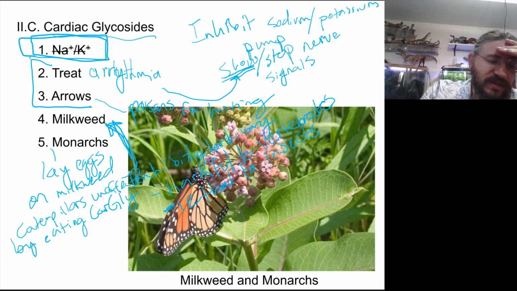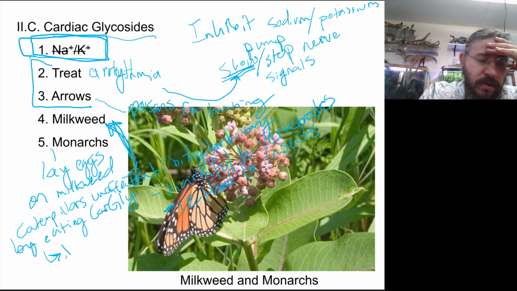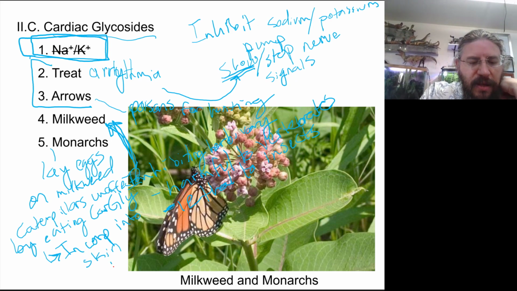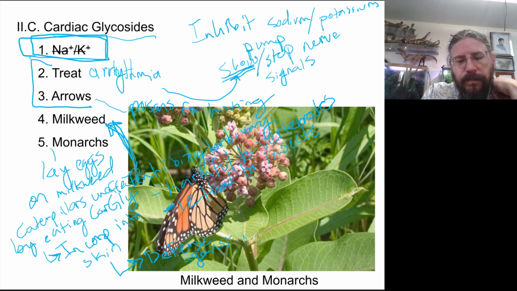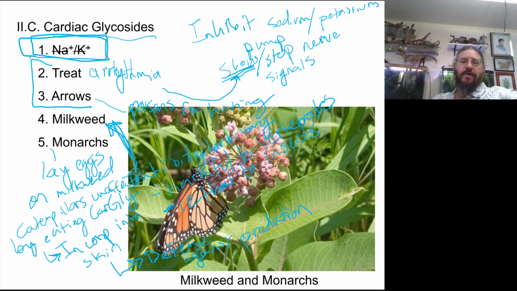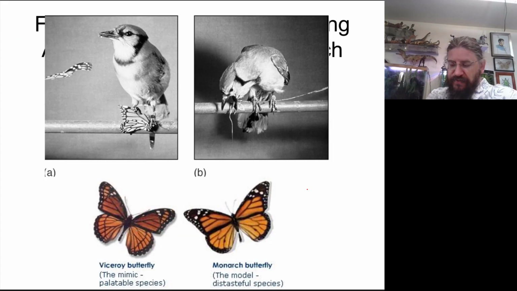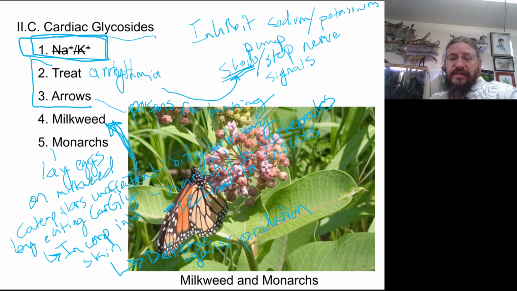And what they do is they incorporate it into their skin. And that becomes a defense against predation. And it is such a useful defense against predation that after they spin that cocoon and metamorph into a butterfly, they still have those cardiac glycosides incorporated into their skin, into their tissues under their exoskeleton, which is pretty darn cool.